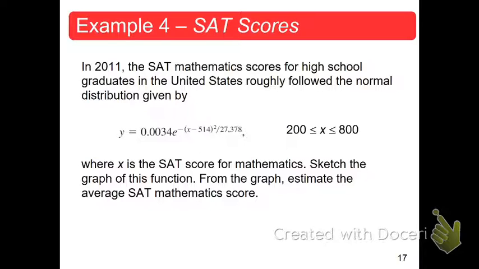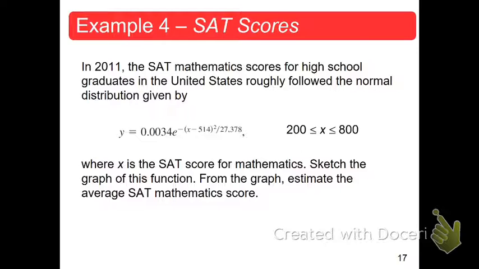A couple of things to be careful of that I saw in class. This 27,378 is up in the exponent, but it's not as high an exponent as that little 2 next to it. So when you do the 514, close the parentheses, raise it to the 2, then come back down to the same level as that 514, but don't go to the level of the 0.0034e. Be careful of that. Also, that 27,378 has a comma, not a decimal. You don't have to put the comma, but don't put a decimal there. So make sure you get this in your calculator correctly.